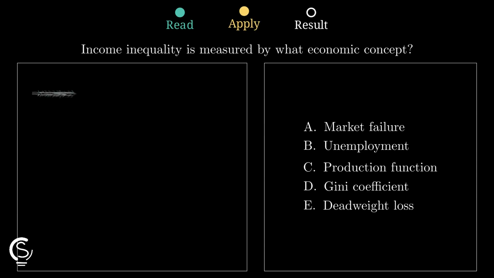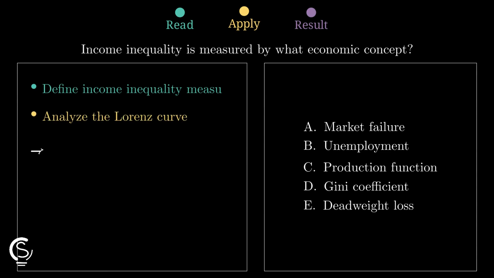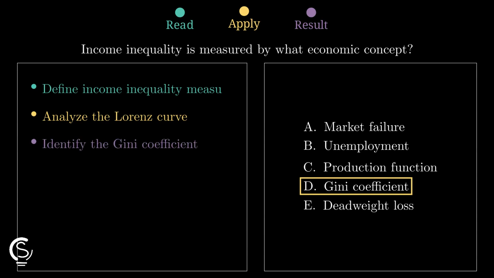Next, we analyze the Lorenz curve, which plots the cumulative share of income against the population. The area between this curve and the line of perfect equality gives our answer. Finally, we identify that this specific ratio is known as the Gini coefficient. That makes option D our final winner for this economics problem today.